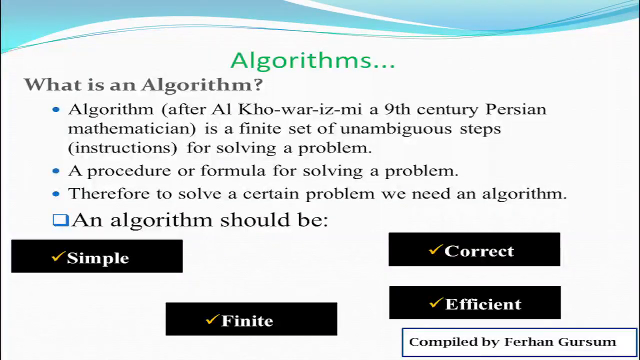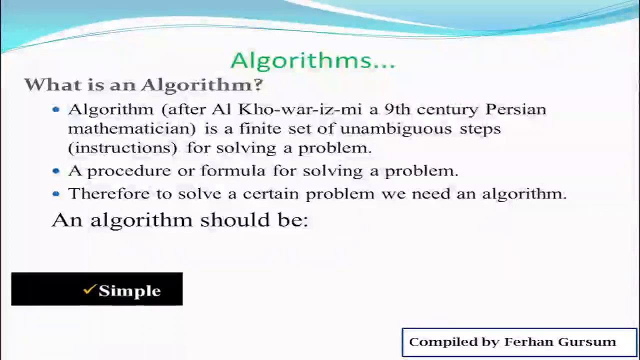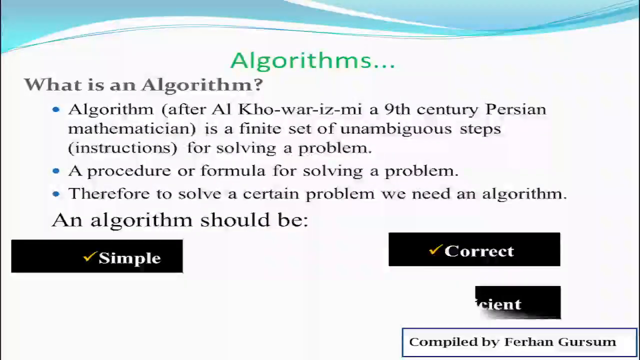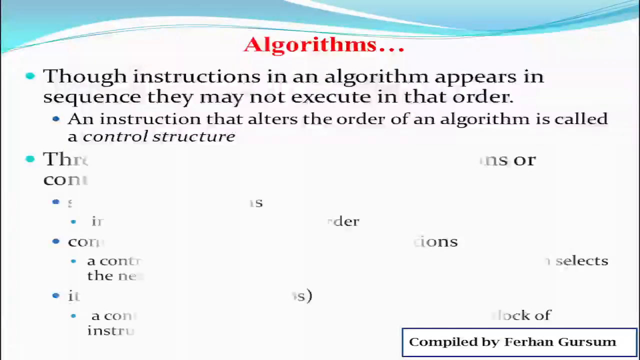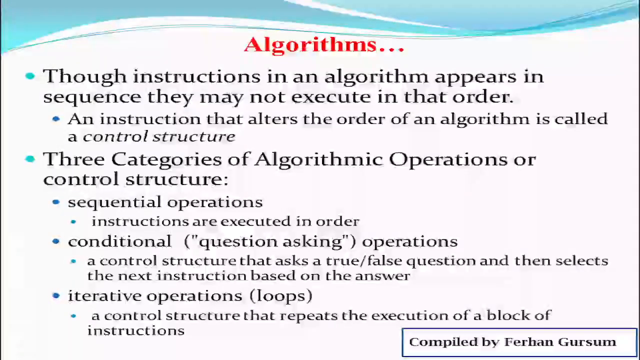Algorithm is a procedure or formula for solving a problem. Okay, therefore, to solve a certain problem, we need an algorithm. Therefore, an algorithm should be simple, should be correct, and should be efficient, and should be what? Finite. Okay, we have three categories of algorithmic operations or control structures. The first one is sequential operations. The second one is conditional or question asking operation. The third one is iterative operations or loops. Let us see them one by one.